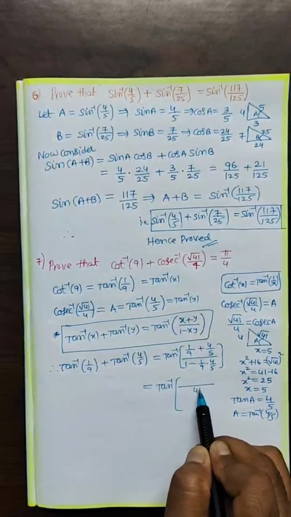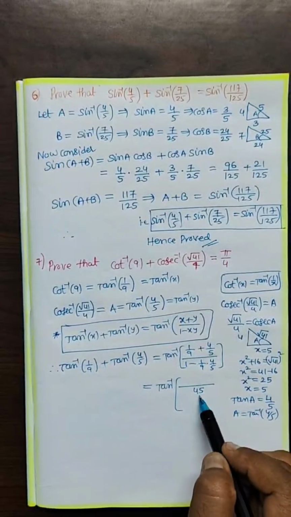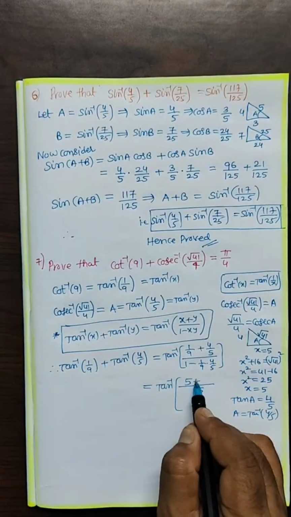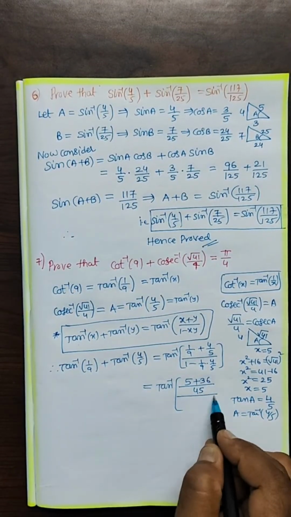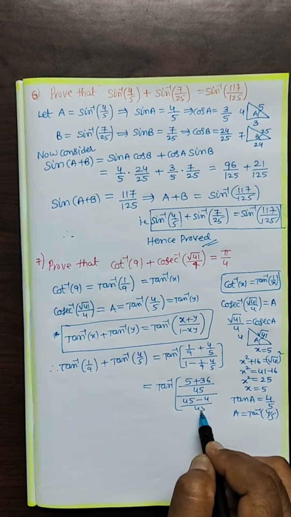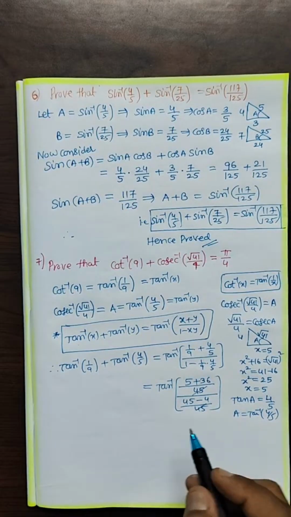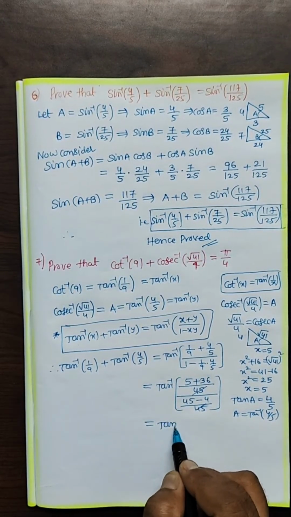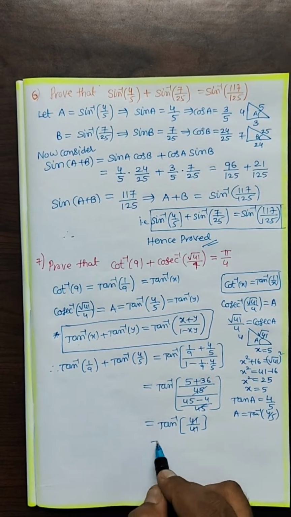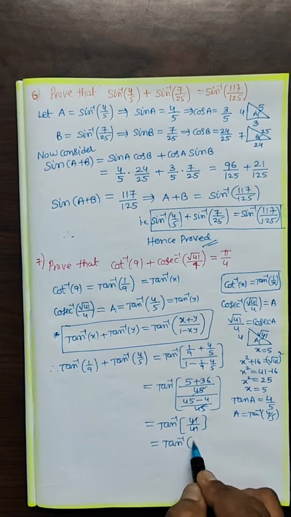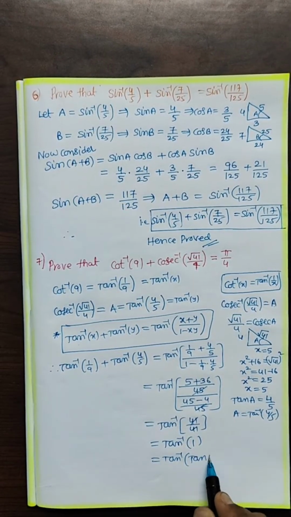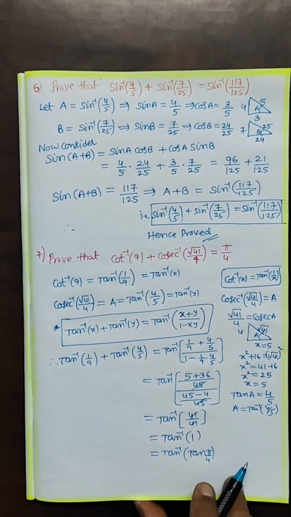So here 45, 9 fives are 45. Otherwise, 45 we don't know, 5 plus 36. 5 plus 36 divided by 45 minus 4 divided by 45. So 45 cancel. Tan inverse of 41 by 41, tan inverse of 1. So tan inverse of 1 can be written as tan inverse of tan pi by 4.